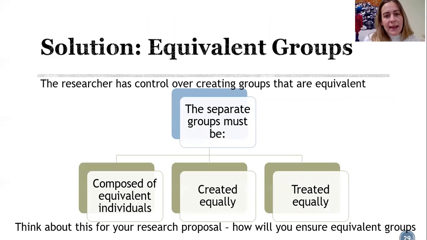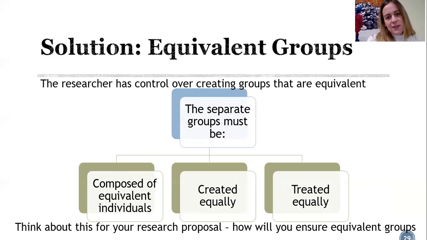So this is why experiments are good. This is why experiments allow us to establish that cause and effect relationship, because we're manipulating a variable and we have control over all of those variables. The separate groups must be composed of equivalent individuals that are created equally and treated equally. And if this is the case, then we can be confident that we've got high internal validity in our study, and that if we see a difference between groups, it's really because of our independent variable.